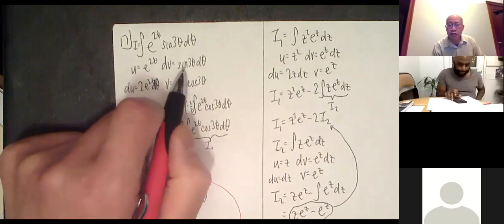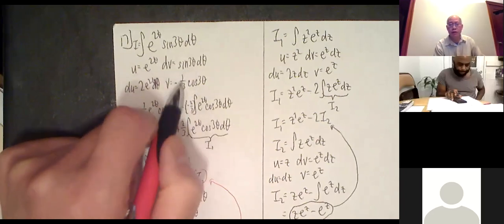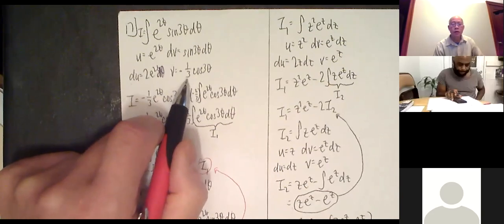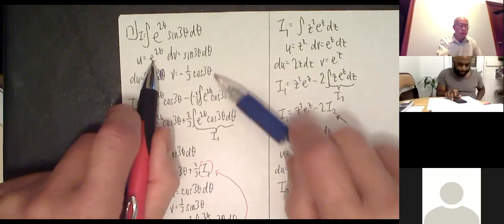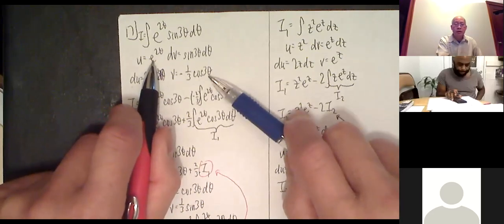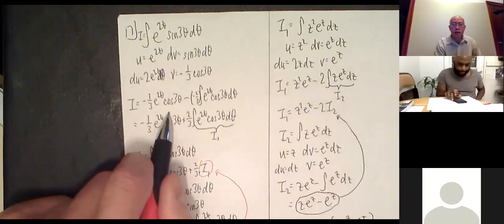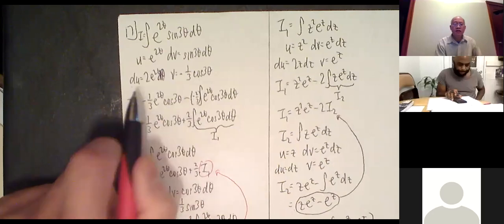Okay, if I differentiate from Calc 1, if you took the derivative, when you got over here, you would say multiply by 3. Since we're not differentiating, but we're anti-differentiating, you do the opposite, divide by 3, or multiply by 1/3. So there's my v. Okay, so I is uv, so u times v, negative 1/3, e to the 2 theta, cosine 3 theta, minus the integral of v du.